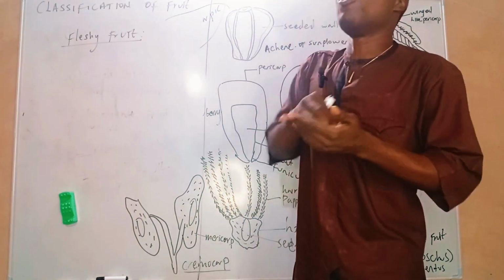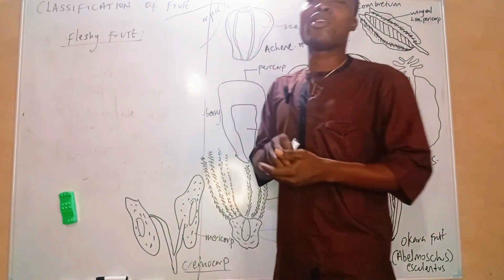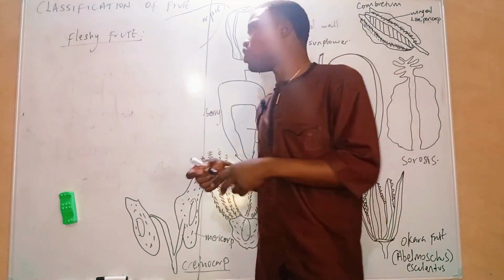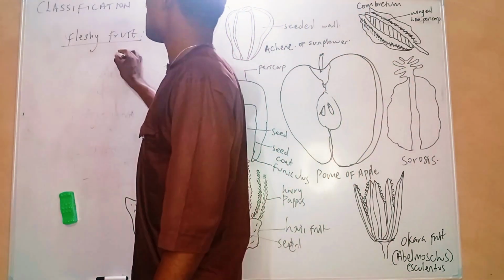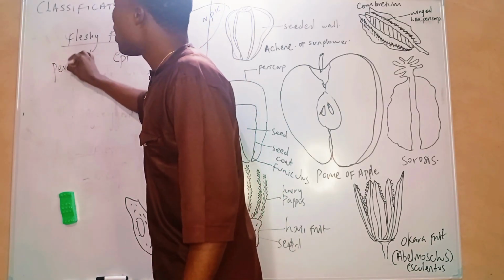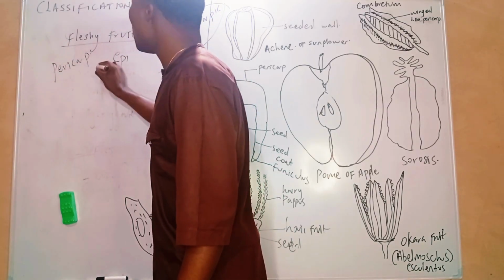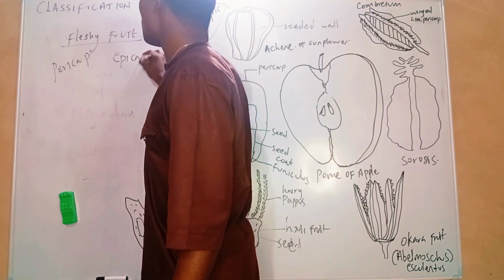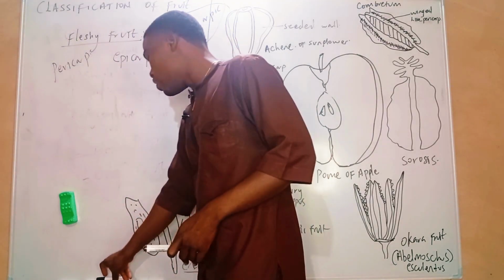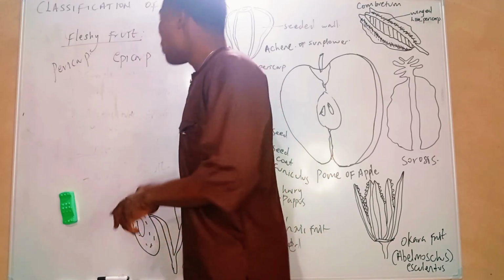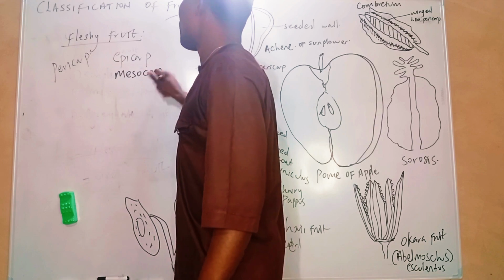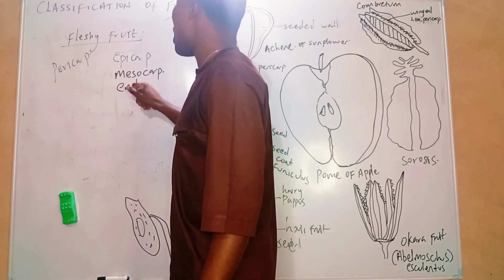When a fruit has any part of its pericarp, any part of the fruit wall, fleshy, it is said to be a fleshy fruit. This pericarp, the fruit wall, can be divided into three. We have the epicarp, which is the outermost part of the pericarp. We have the mesocarp, the intermediate part, and we have the endocarp.